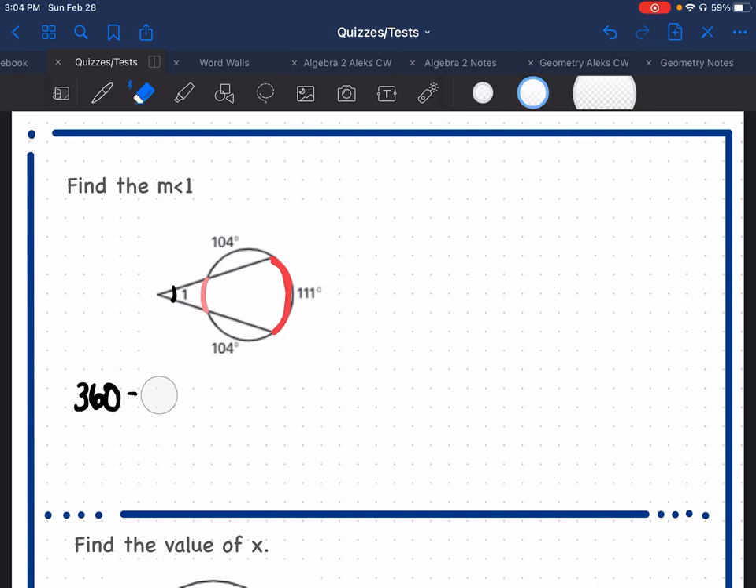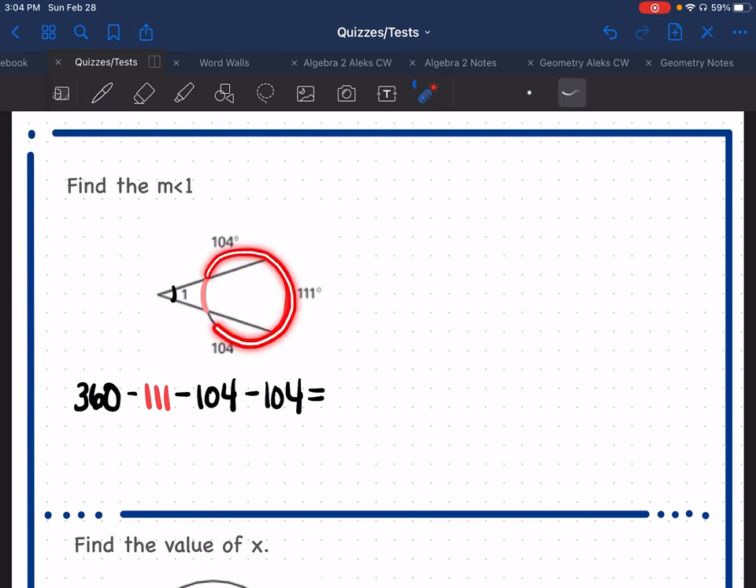You know what? Let me show you the 111 and there we go. And then I'm going to take away both of the 104s because that's going to give me my peach part. Think about it. The whole circle all the way around is 360 degrees. So if I take away this part and these two parts, that's going to give me that peach part that I need. So 360 minus 111 minus 104 minus another 104, and I get an answer of 41 degrees.